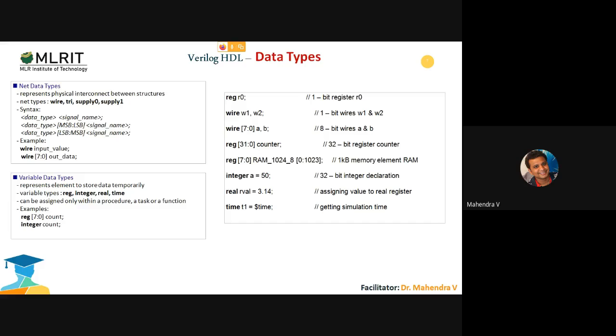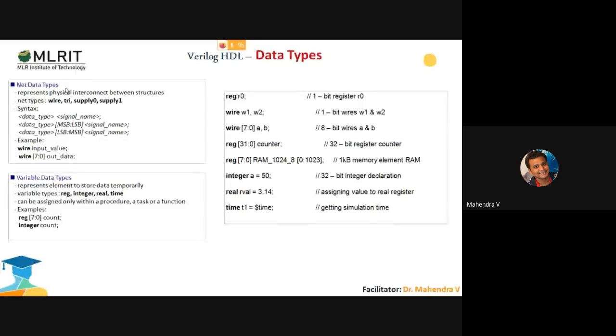Now let us look at the data types. Already we have seen a few of the data types, but here I am describing what kind of data types we use in Verilog HDL. Generally, two types of data types can be used in Verilog HDL. That is net type, and the second one is variable type. The net type cannot store data. It always represents the physical connection between structures. Wire, tri, supply0, supply1 are the examples for net type.